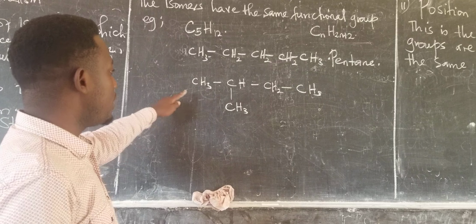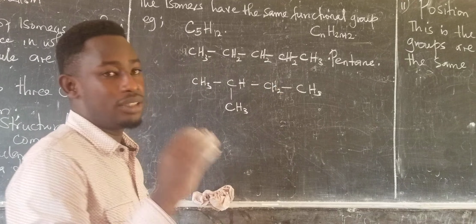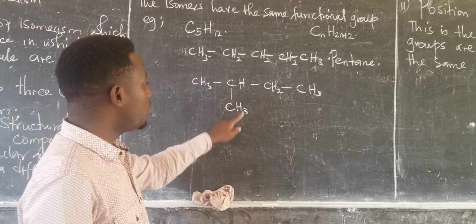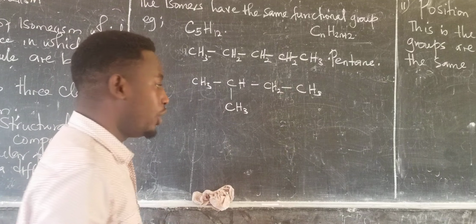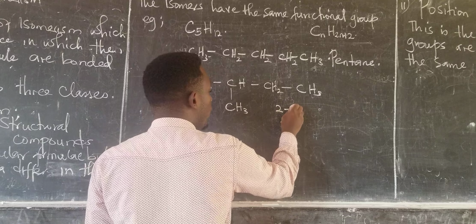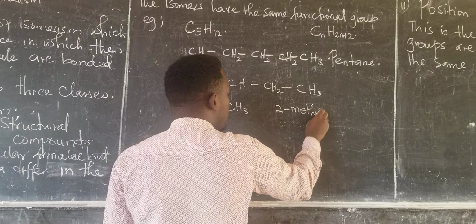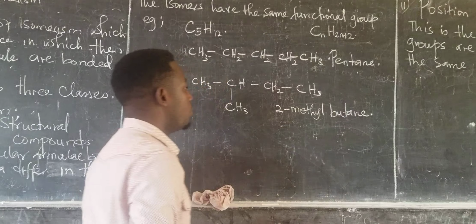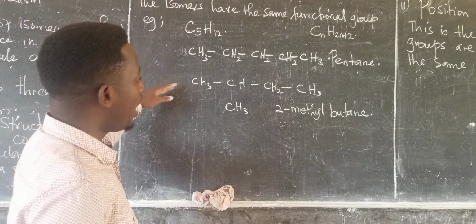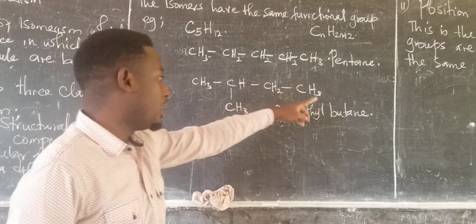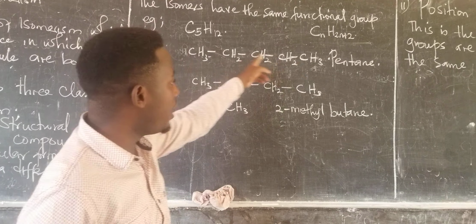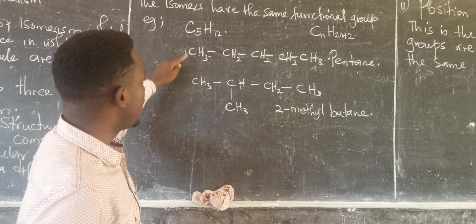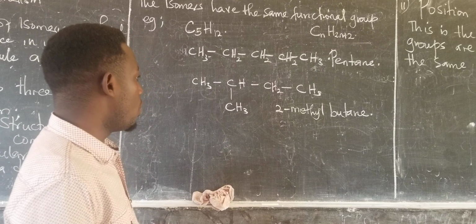Now, if you are going to name this, you're going to see the longest chain has 4 carbon atoms. That means it is a butane. But the methyl group is attached to carbon number 2. So we shall call it 2-methyl butane. 2-methyl butane. Why do we say butane? Because for an alkane with 4 carbon atoms, it is called butane. With 5 carbon atoms, it is called pentane. But of course, the molecular formula is the same for both compounds.